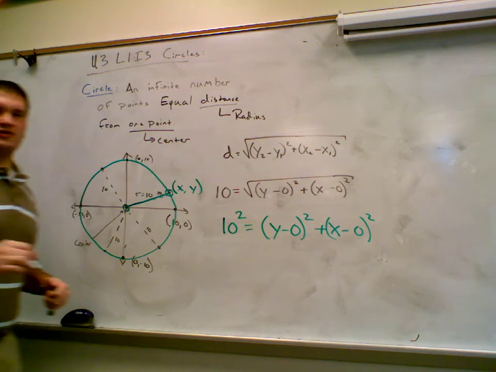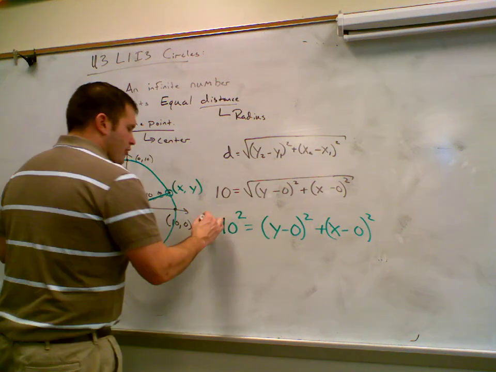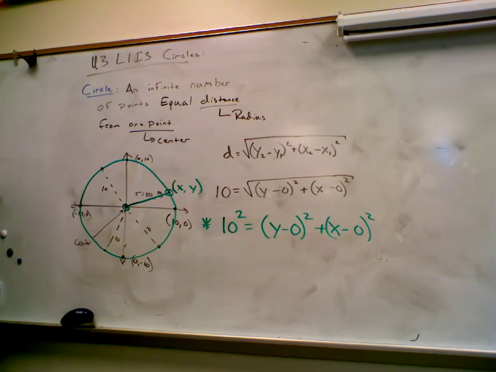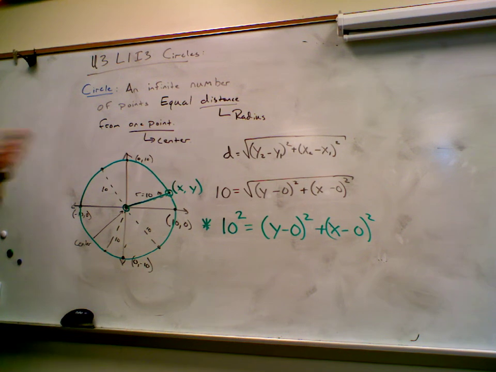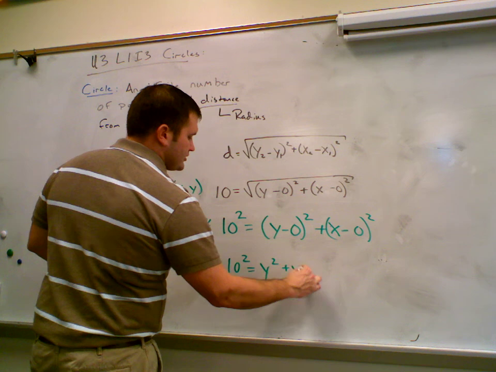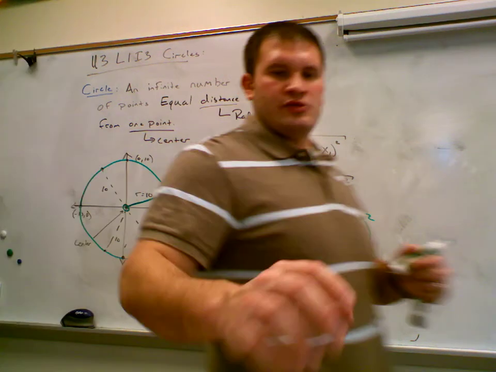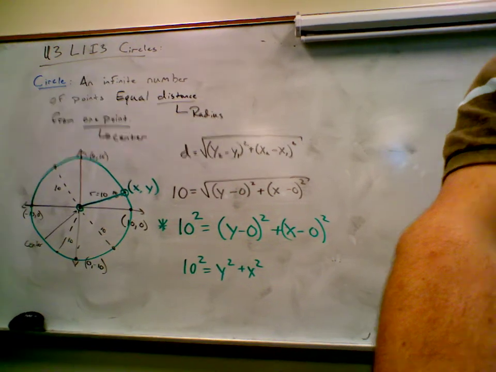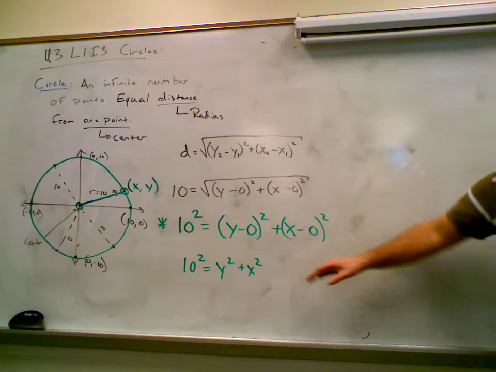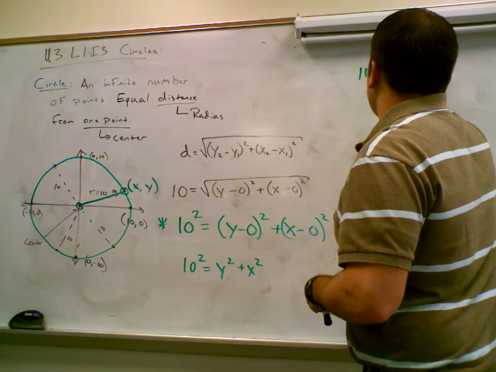Now, do I need to keep bringing those zeros along with me? No. But I want you to put a little asterisk next to this equation in your notes, because we're going to come back to that equation in a little bit. But I don't need to keep bringing the zeros along with me, do I? So I can write this as 10 squared equals y squared plus x squared, right? Now I'm running out of space over here, so I'm going to move over where we can see. So 10 squared equals y squared plus x squared.